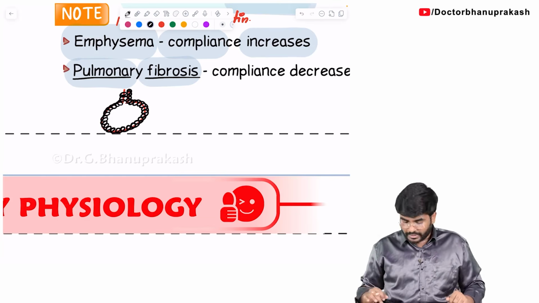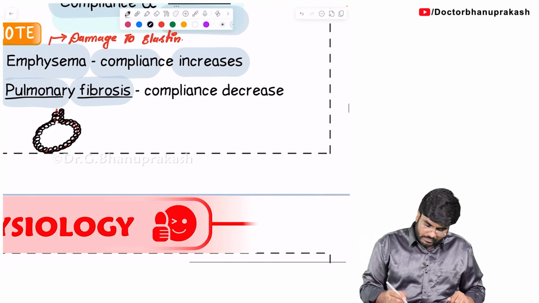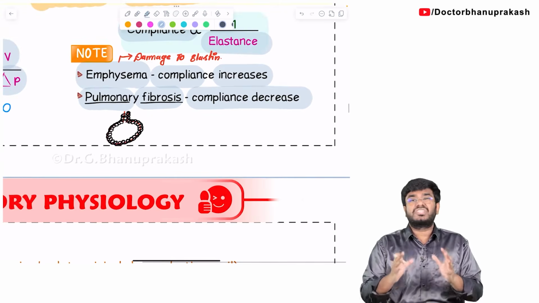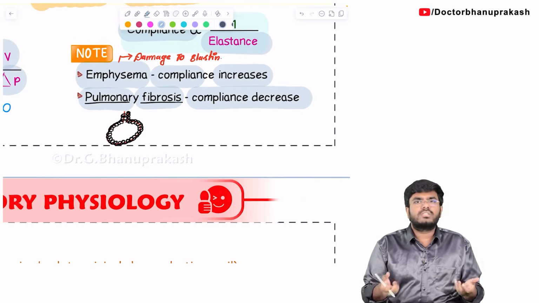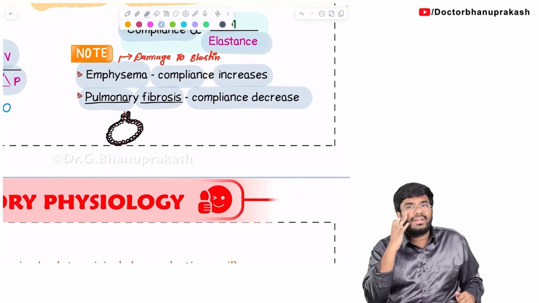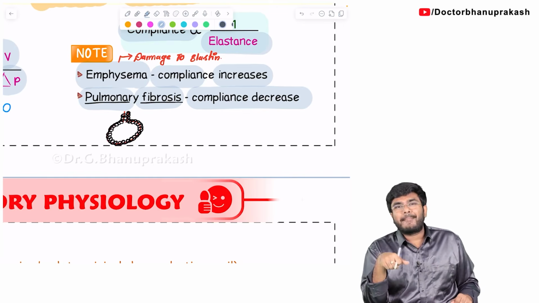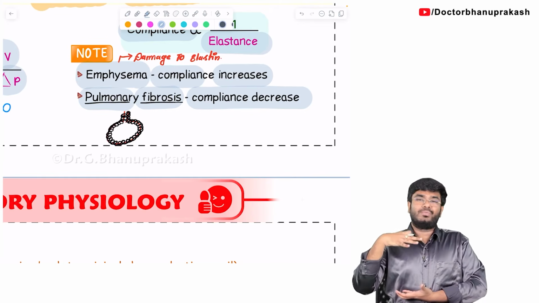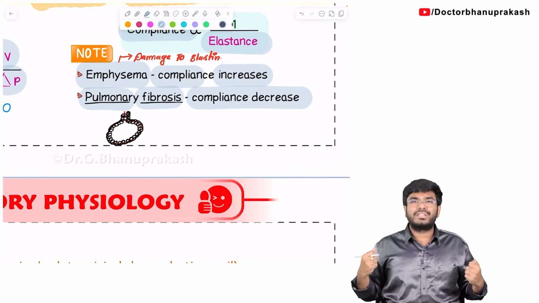So what will happen to the compliance? Compliance decreases. Now you can't stretch it, so the compliance will be less. So fibrotic lungs, stiff lungs, are hard to stretch, so they are less compliant. But emphysematous lungs are easy to stretch. That's why in pathology you will study that a patient with emphysema has large, big, voluminous lungs, because now it's easy to stretch them.